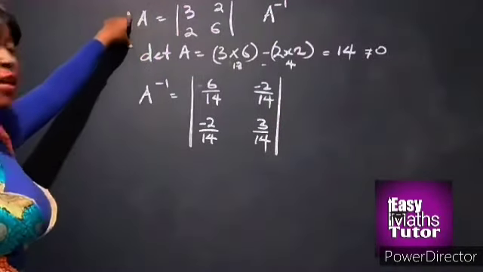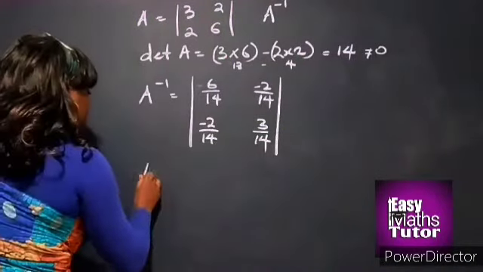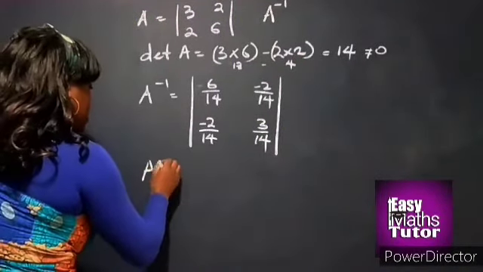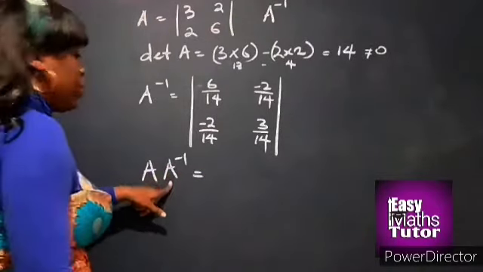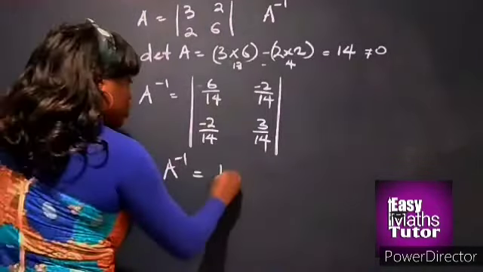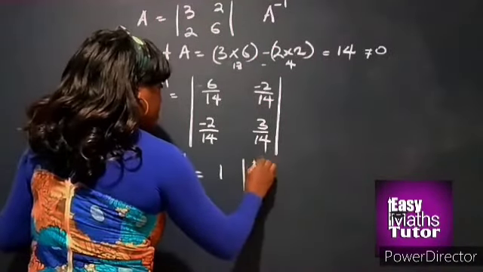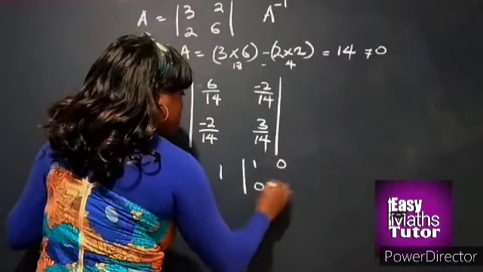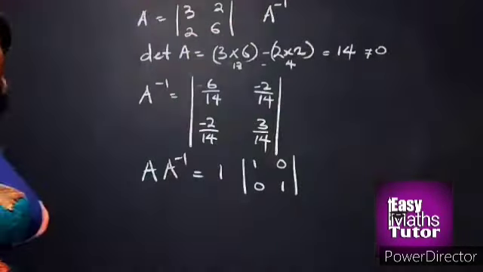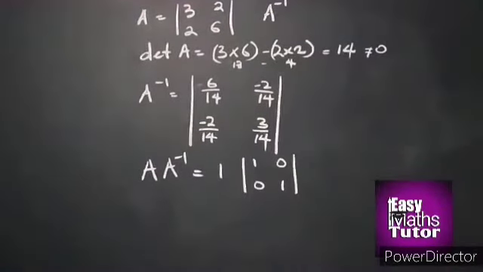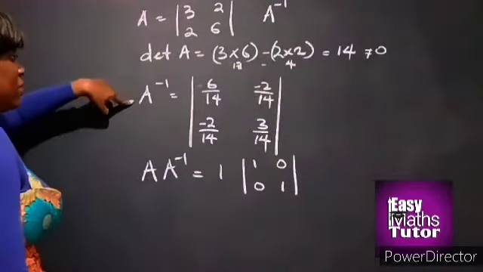So how do you check if it's actually correct? You do that by multiplying the two matrices, which is A times A minus 1. And we know if you multiply a number by its inverse, it gives you 1, right? So we're expected to get a unity matrix, a matrix that will give us 1 after we multiply these two matrices. So we're going to check.